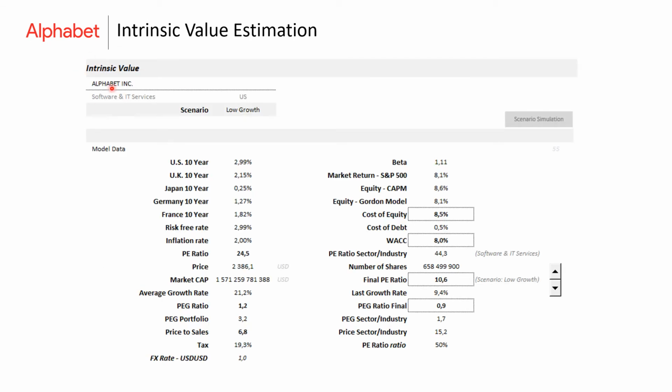So, intrinsic value. To estimate the intrinsic value, we need to start with some key data, let's say. First of all, we need to estimate the cost of equity in order to update the future earnings to their present value. I have estimated the cost of equity of 1.5% and a weighted average cost of capital of 8%. I also estimated a final PE ratio of 10, which has a price earnings growth ratio around 1.